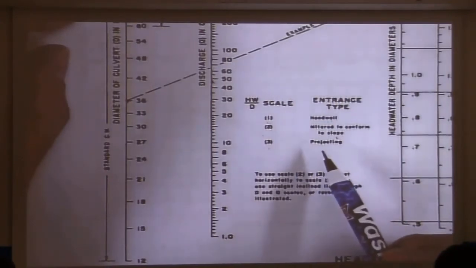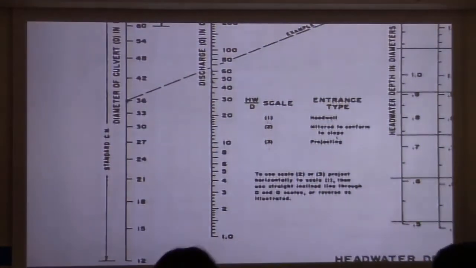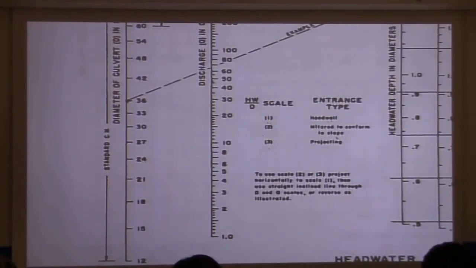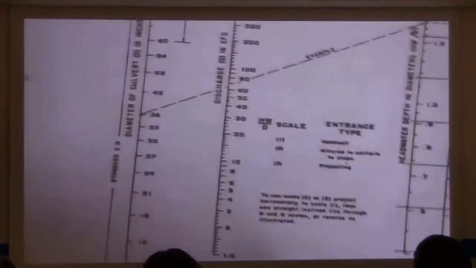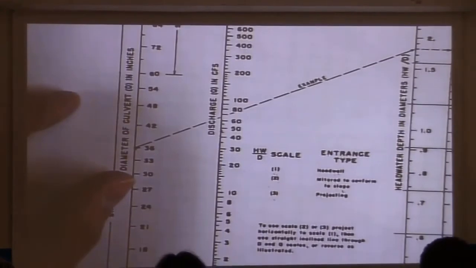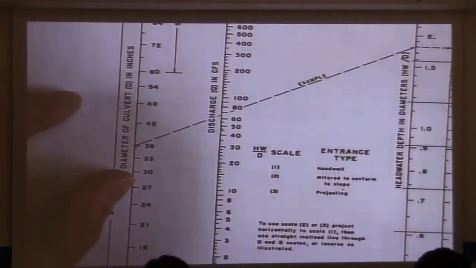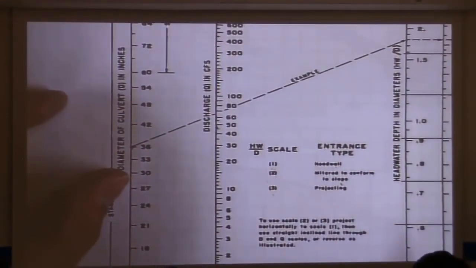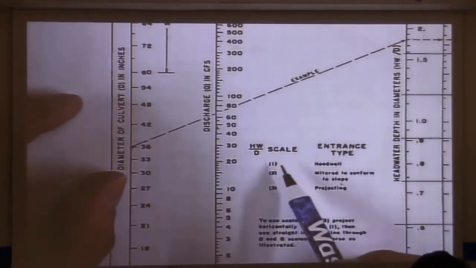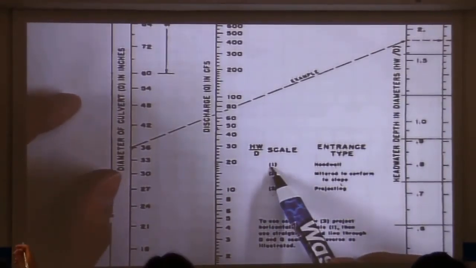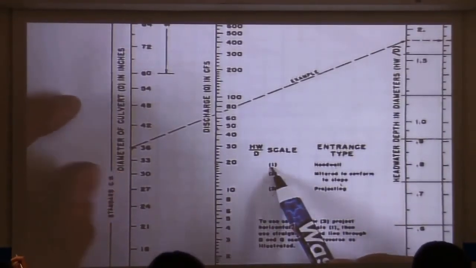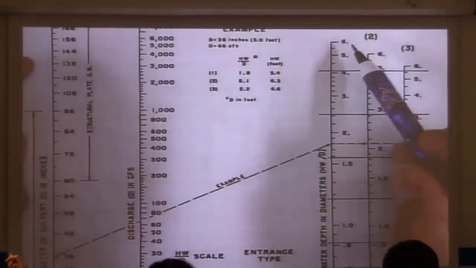A projecting entrance is difficult for water to navigate because the water is being forced to make 90-degree turns into the barrel, so it's not hydraulically efficient. A square edge head wall is better as far as the efficiency, but it's still not the best. And we know that we have a square edge head wall, so we're going to use line number 1.